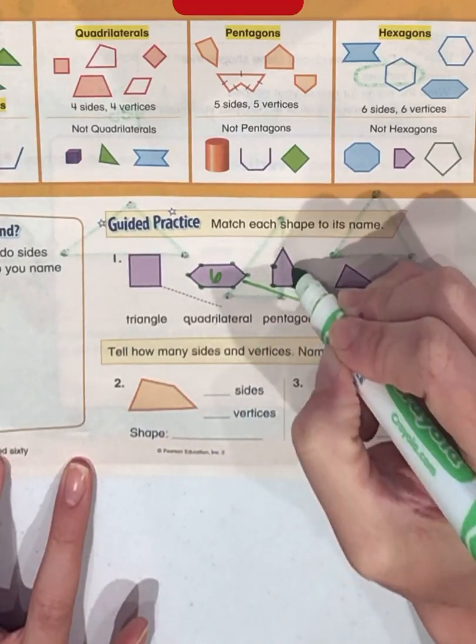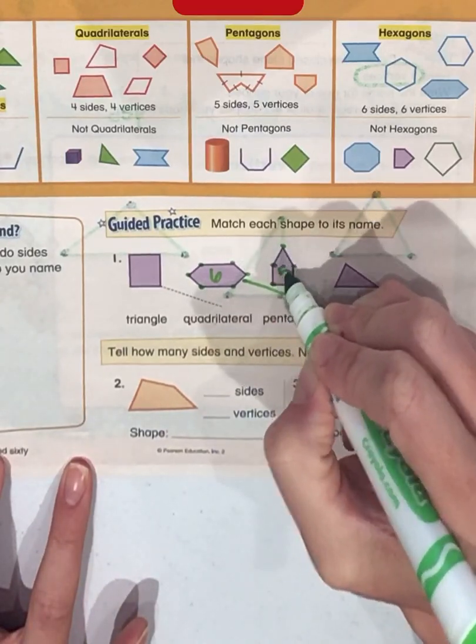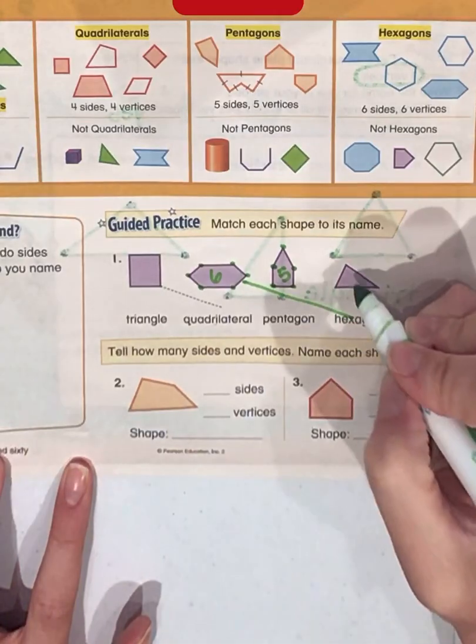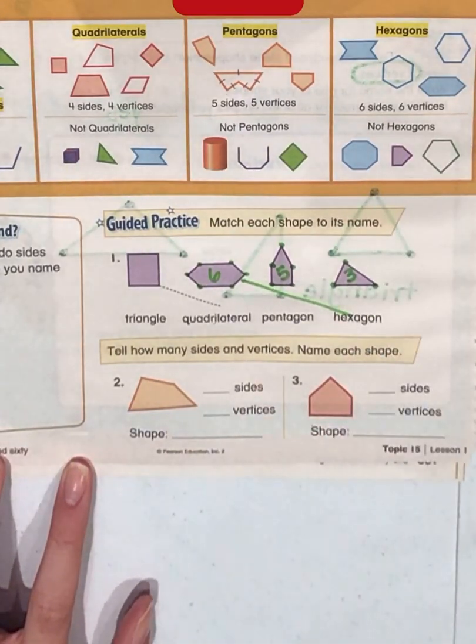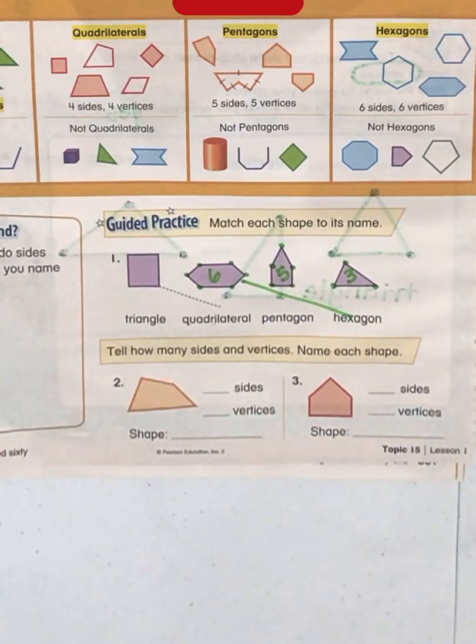1, 2, 3, 4, 5 vertices. And this one has 1, 2, 3. So you'll need to draw a line to match those. Okay? Let's look at number 2 and number 3.